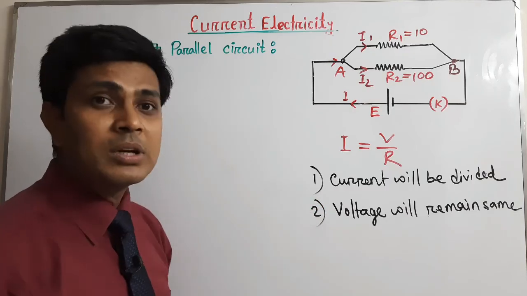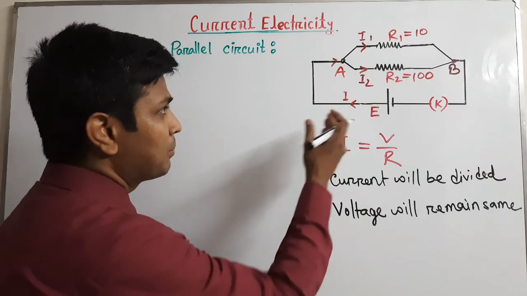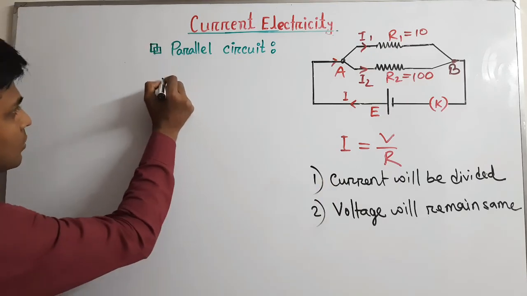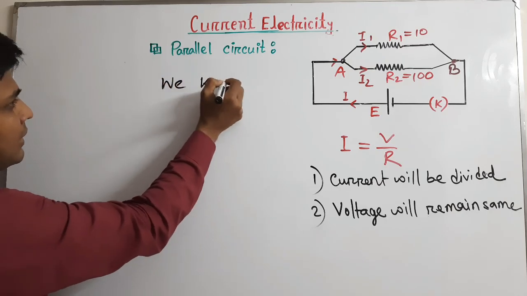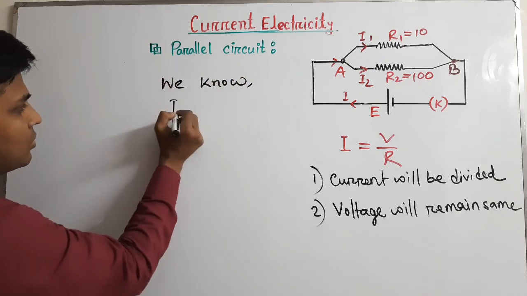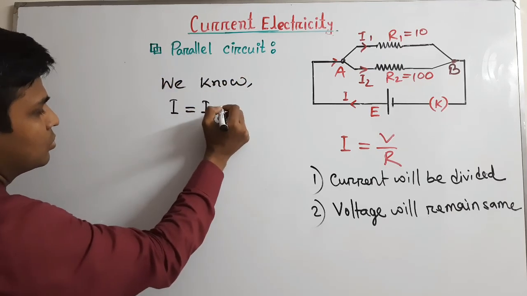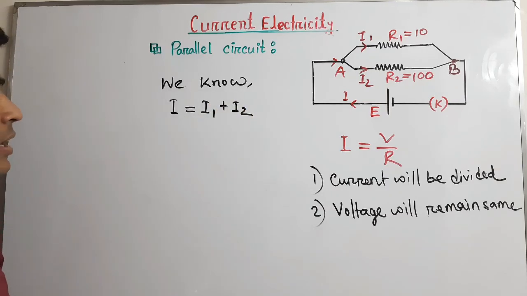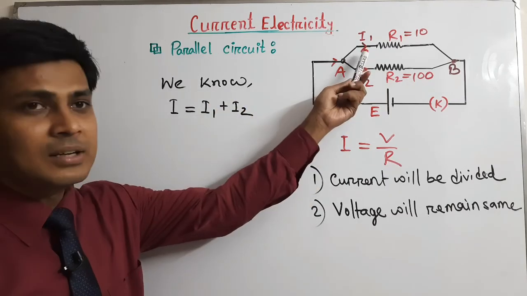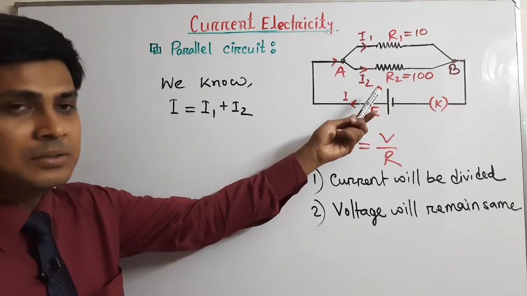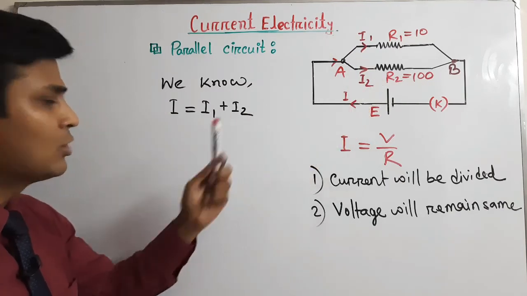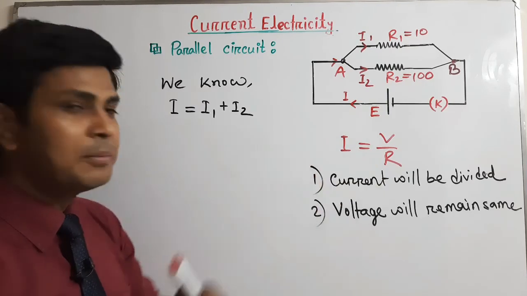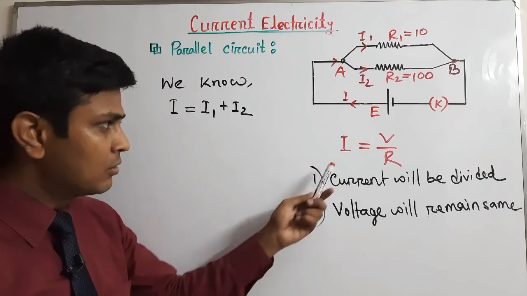Now, if you want to calculate the equivalent resistance of the parallel circuit, we know the summation of the branch currents will be equal to the main current. Suppose we consider here the R1 resistance, here I1 ampere current will flow, and through R2 resistance I2 ampere will flow. And according to Ohm's law, we can write I equals V divided by R.